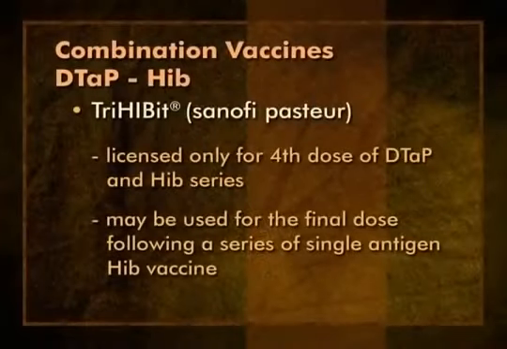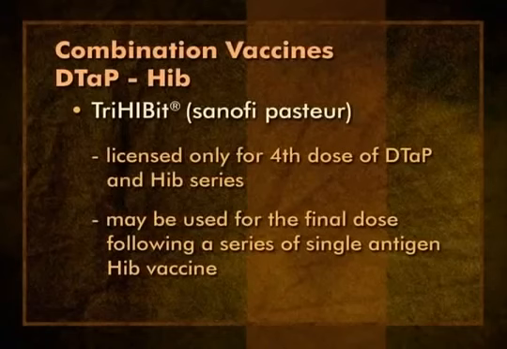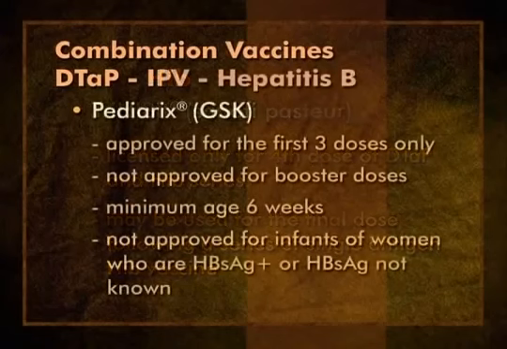There are 4 combination vaccines currently available that include DTaP. TriHIBit, produced by Sanofi Pasteur, contains DTaP and Hib. This vaccine is currently licensed only for the 4th dose of the DTaP and Hib series. It is not currently licensed for the first 3 doses. It may also be used as the booster or final dose following a series of single antigen Hib vaccine or following Comvax, the combination hepatitis B Hib vaccine.